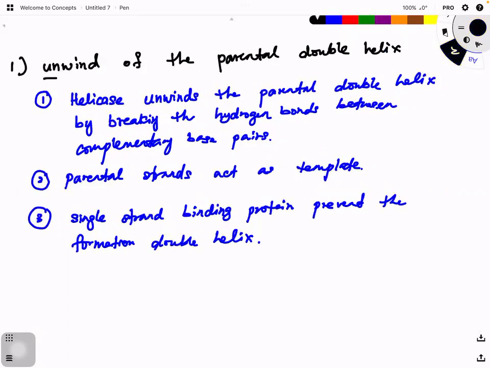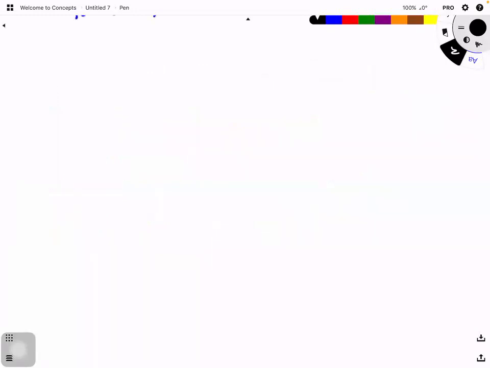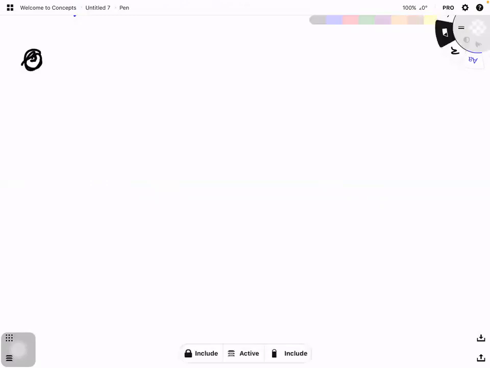Clear or not so far? Okay, process number 2. Formation of the leading strand.